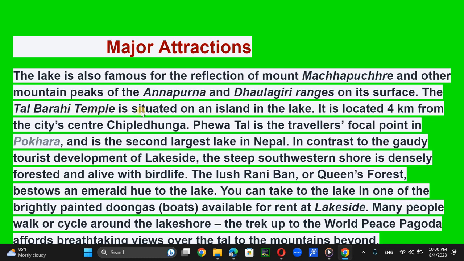The Talvarai temple is situated on an island in the lake. It is located 4 km from the city center, Siplidhunga. Phewa Tal is the travelers' focal point in Pokhara and is the second largest lake in Nepal. In contrast to the glory of tourist development of Lakeside, the steep southwestern shore is dense, deeply forested and alive with wildlife. The Ranibon Queen's Forest bestows an emerald hue to the lake.